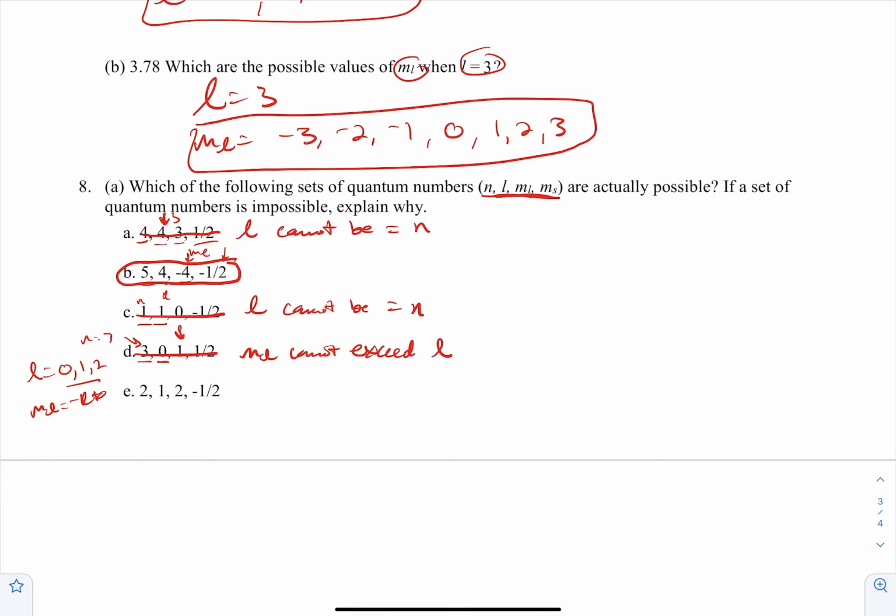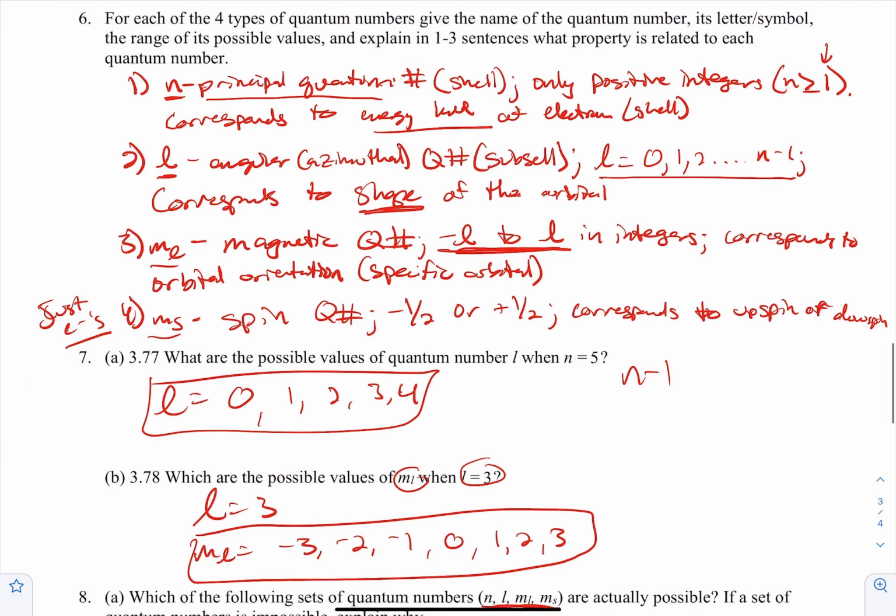Last one: n is equal to 2, and L is equal to 1. That still works. And then we have the same problem: the 2 now exceeds the 1. If L is equal to 1, then m sub L could only be equal to negative 1, 0, and 1. But in this case, they put 2. So I'm going to cross that out again and say m sub L cannot exceed L. All right, I hope that was helpful for problem set 7, quantum numbers.